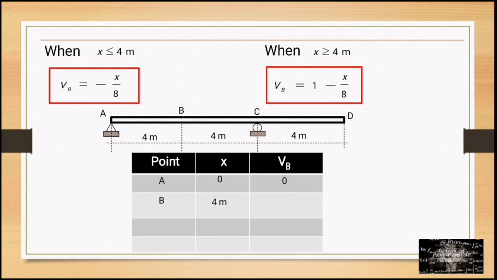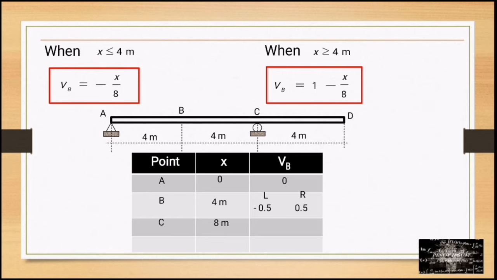So at point B, when x is equal to 4 meters, so mayroon tayong left and right na shear sa point B. So sa left, gamit yung formula na negative x over 8. So yung VB natin is equal to negative 0.5. Then sa right, so gamit yung formula na 1 minus x over 8. So yung VB natin sa right side, so we have 0.5.